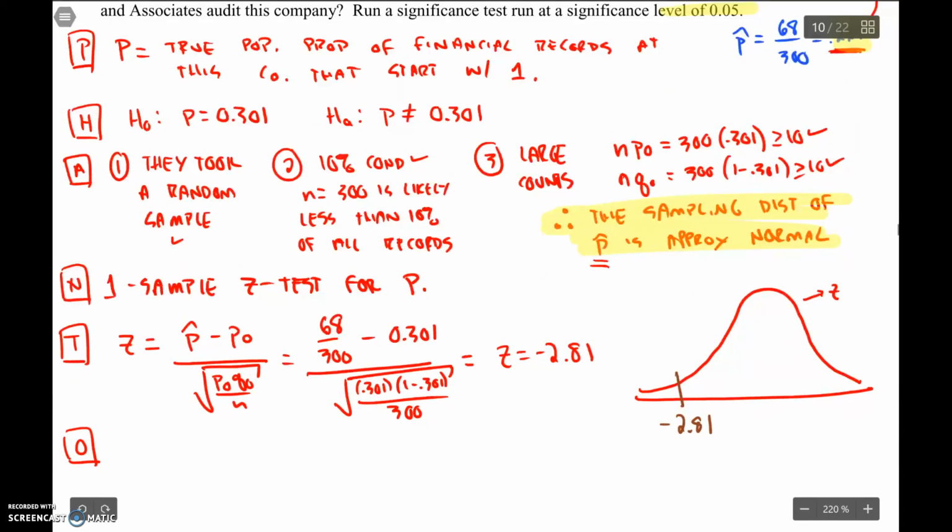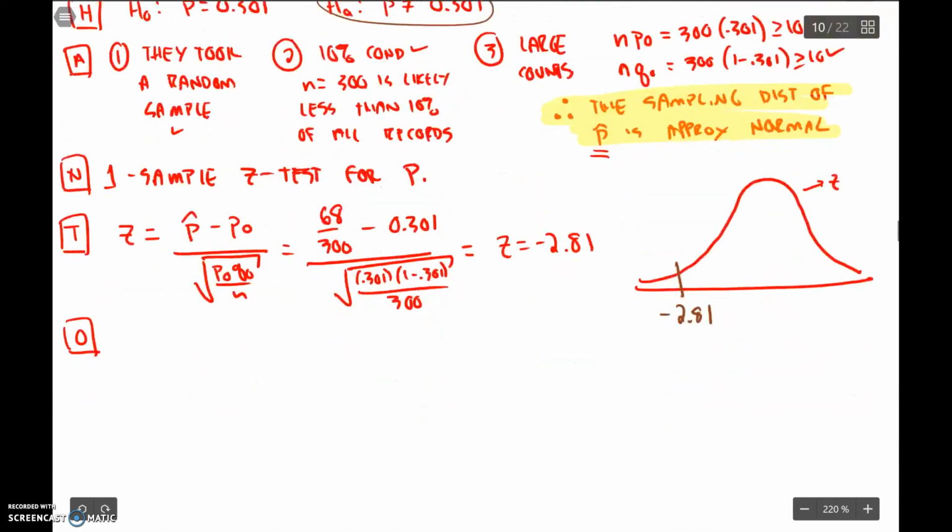So let's look at our alternate. Our alternate is a two-tailed. So to do that, we're going to find the area to the left of our test statistic and to the right of positive 2.81. Basically, find one area and double it to get the p-value.